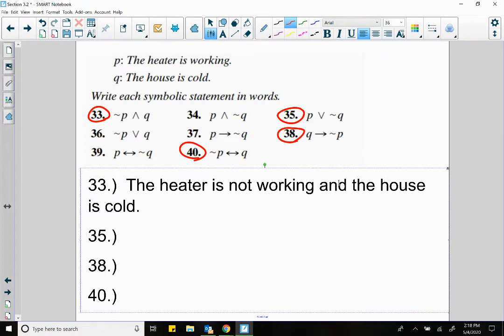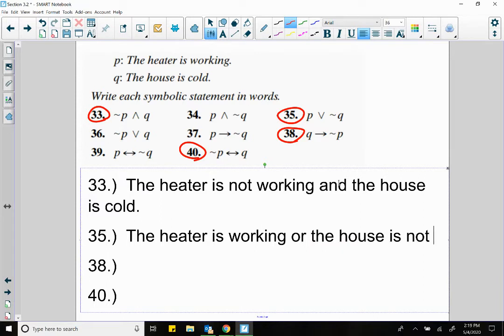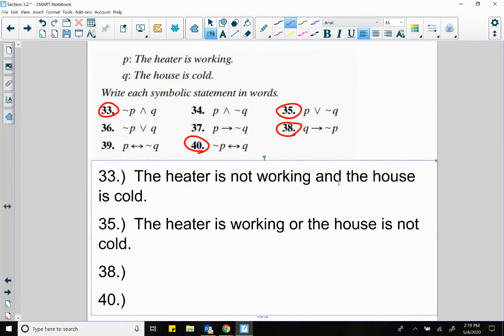All right, so number 35, we've got this P, so that means the heater is working. I see a V, so that's the word or. And then we've got negate Q: the house is not cold. Boom, there you go. That's all you have to be able to do. See, nothing crazy. The part that drives us crazy is taking the sentences and turning them into symbols. That's the part that takes the longest. This is actually the straightforward part, where we just make some sentences.